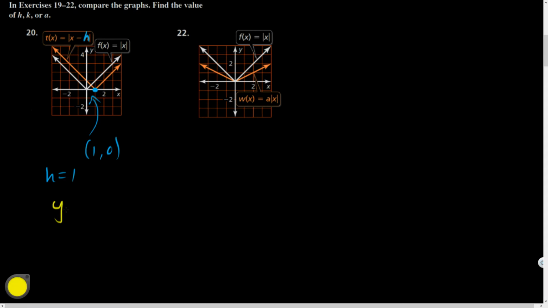The equation would be, I guess we'll call it t of x. Might as well use the name it was given. Abs x minus 1, right? So I can tell that this was a horizontal shift right 1 unit, right?